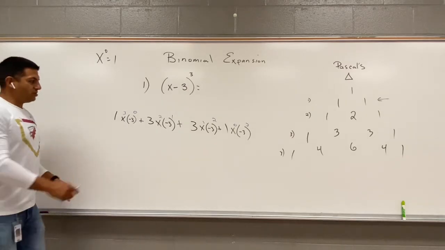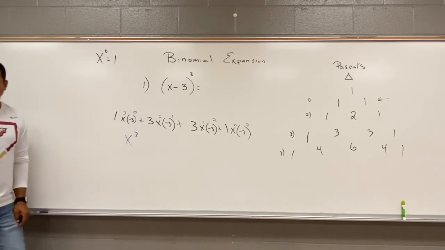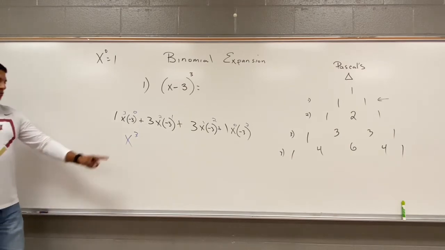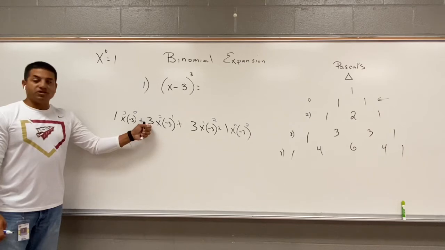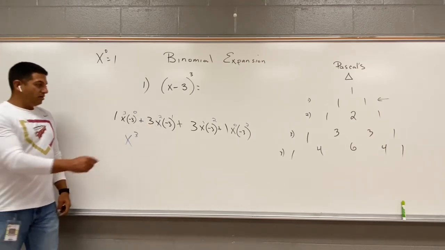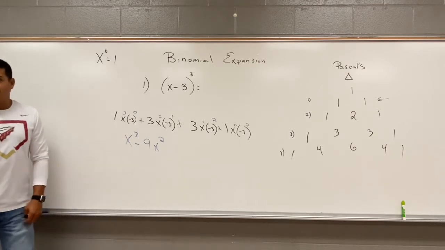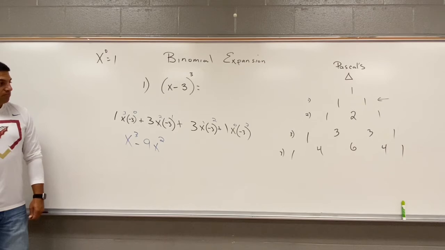So now, of course, these terms all go away except for the x cubed. Now this one we have to think a little bit. What's -3 to the first power? -3 times another 3. -9x squared. And I saw most of you had that down on your paper. Now the next one.